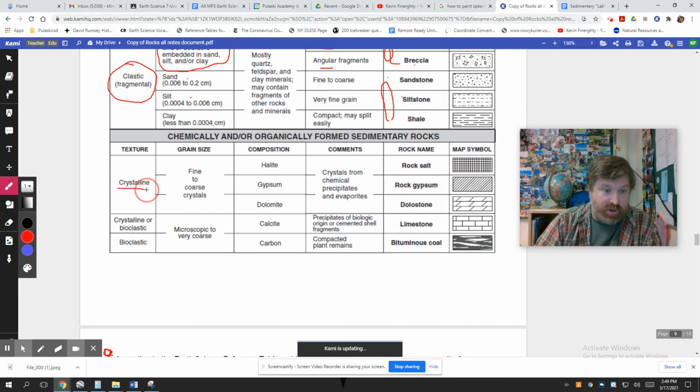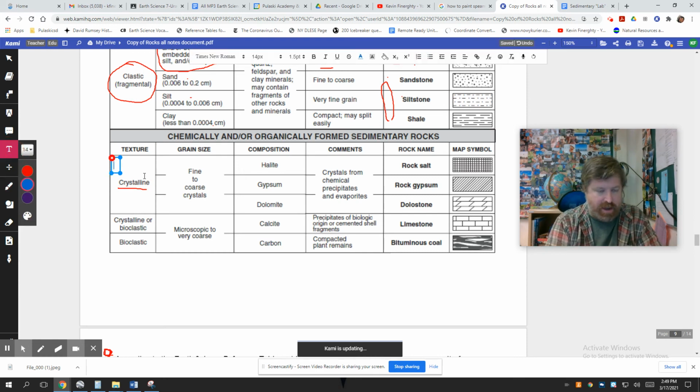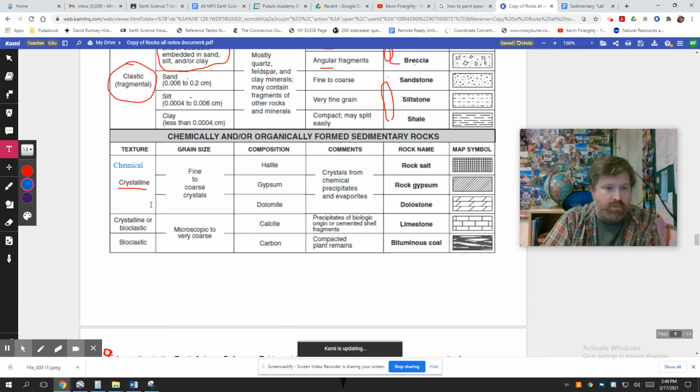I wish they said chemical there. They say crystalline, which is just plain not the right word in my book. So I'd like you to please stick with me and put the word chemical right in there. That's what we really mean here.